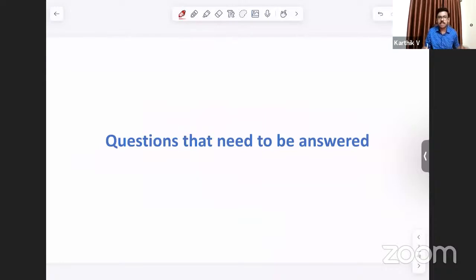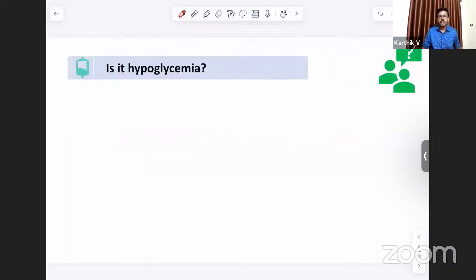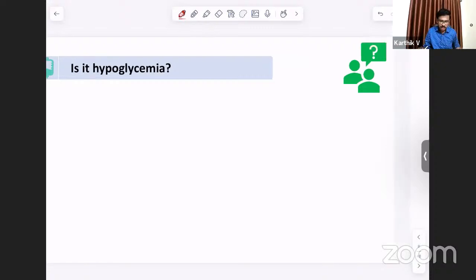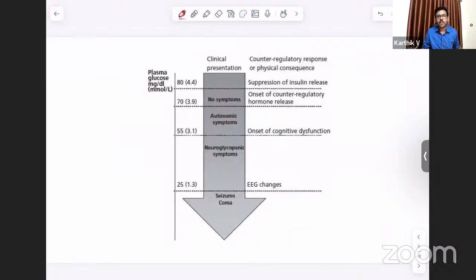Now look at the basic questions that you need to answer, and this is extremely important for your viva, for your general clinical knowledge, and a few points may come as a question in your entrance examination, also for the super specialty examination. So first and foremost, you should answer whether the symptoms the patient is describing are due to hypoglycemia or not. Okay, so let's see what happens when a patient's blood glucose is coming down. And an MCQ point also lies there.